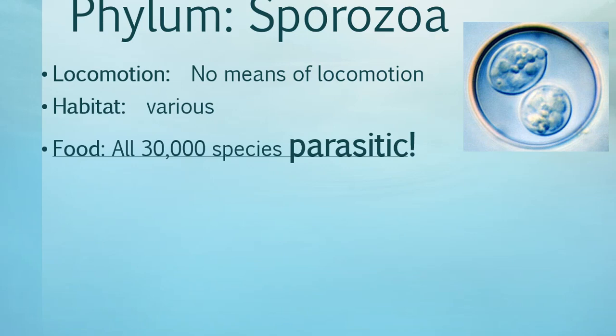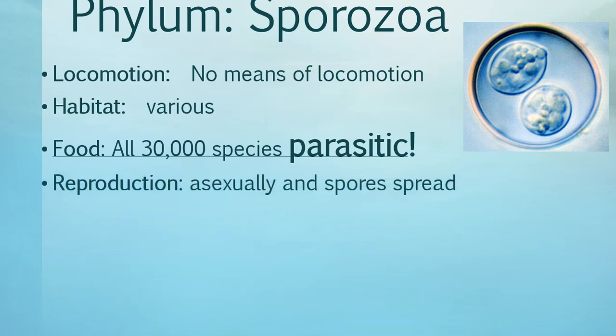Parasitic means they're going to prey upon whatever they're infecting, and that's what they use for their food source. And so all of these are parasitic. Now, parasitic typically means they're going to harm the host. Therefore, these are all pathogenic. So these are bad guys right here.